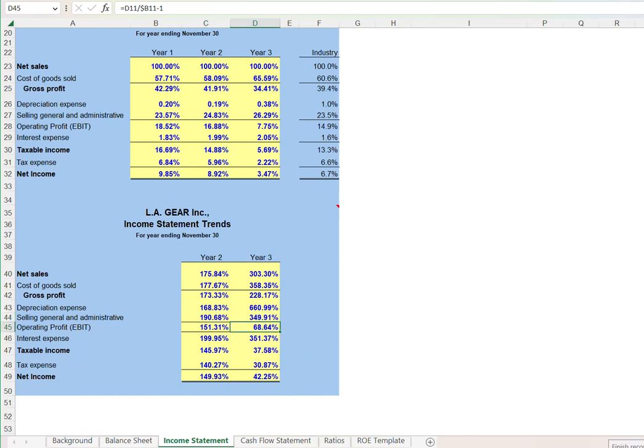So that's how we create our trended income statement. And we can either use a base year trend where everything gets trended based on what happened in year 1, or other ways you'll see it is just a year-over-year trend. In other words, year 2 would be divided by year 1, year 3 would be divided by year 2.